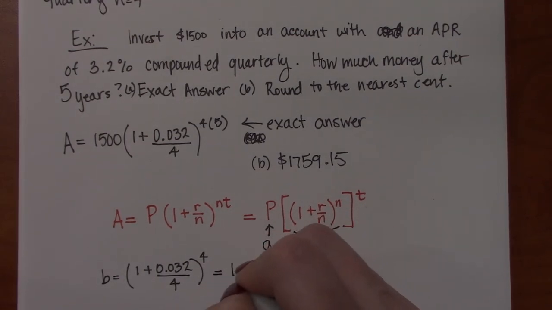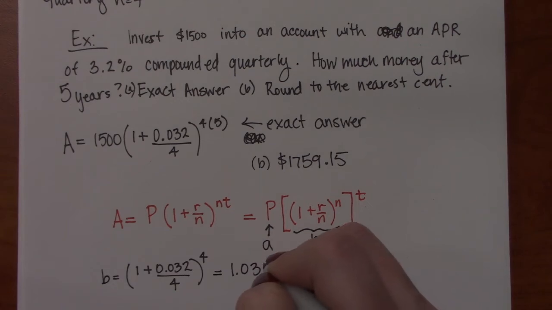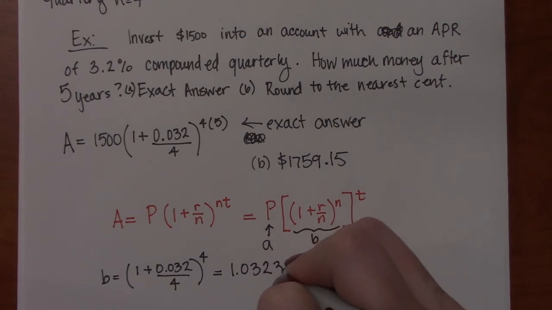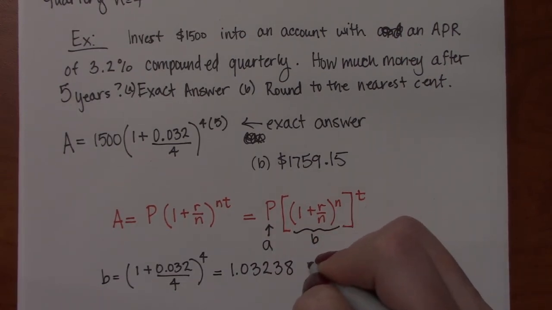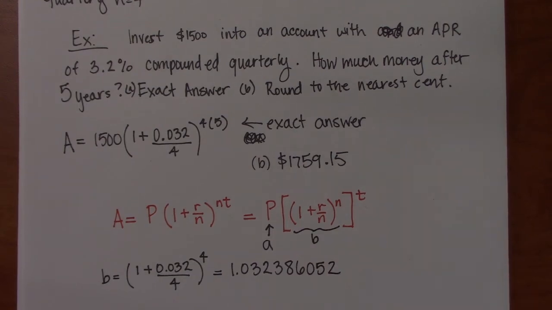And that would give me something along these lines. And I'm going to take it out several places so we can see what's happening here. All right, so I'm just going to go out a ridiculous long number of decimal places. So the annual rate for this account was 3.2%.